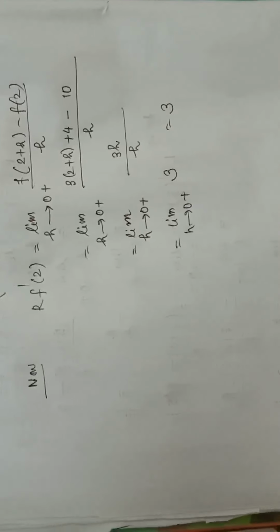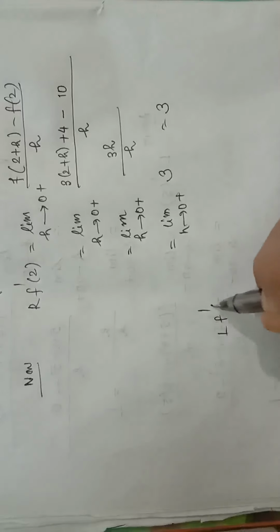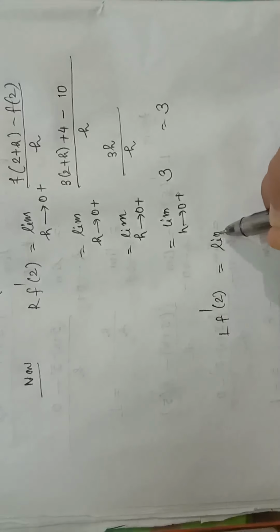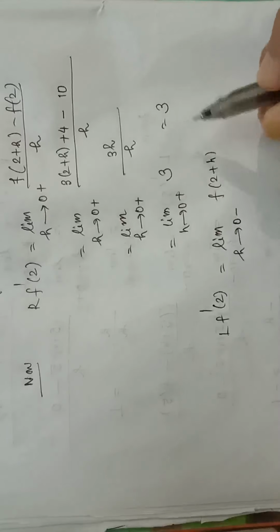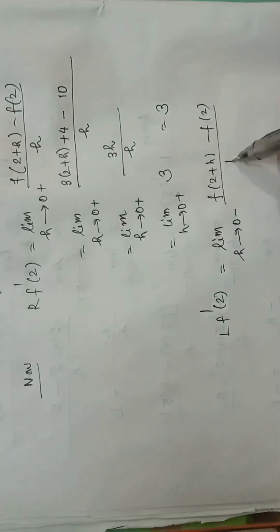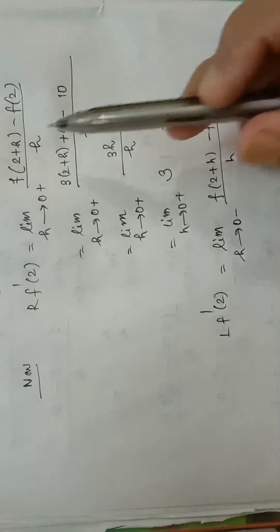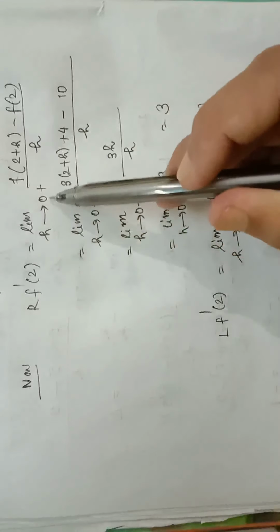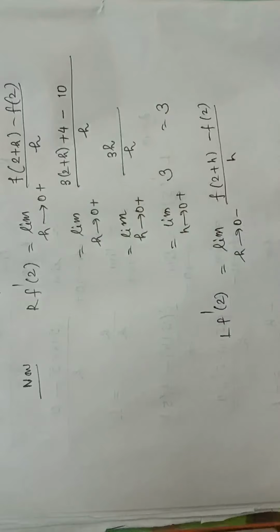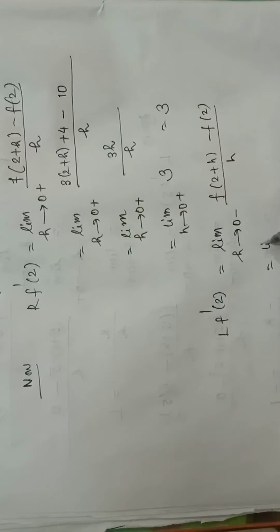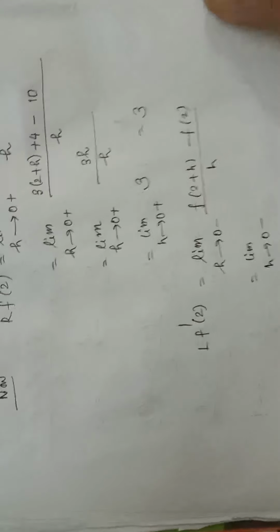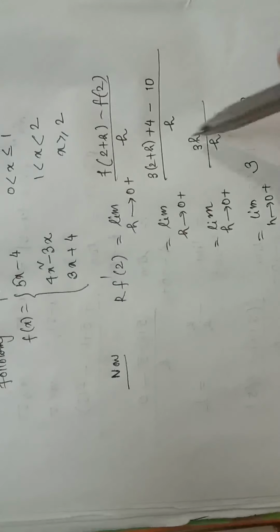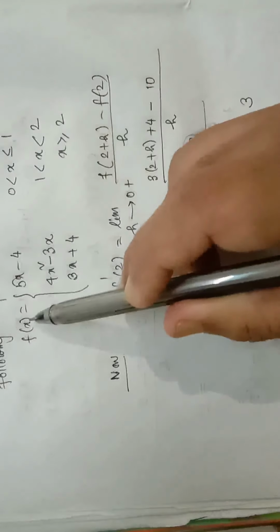Okay. Next, we have to find the left hand derivative at x equal to 2. So it will be limit h tends to 0 minus f of 2 plus h minus f of 2 by h. The definition is exactly the same. For the right hand derivative, we take h tends to 0 plus. For the left hand, we take h tends to 0 minus. Now h tends to 0 minus means h is less than 0, h is negative. So 2 minus something will be less than 2. So 2 plus h is now less than 2. And as you can see, when x is less than 2, f(x) is equal to this.